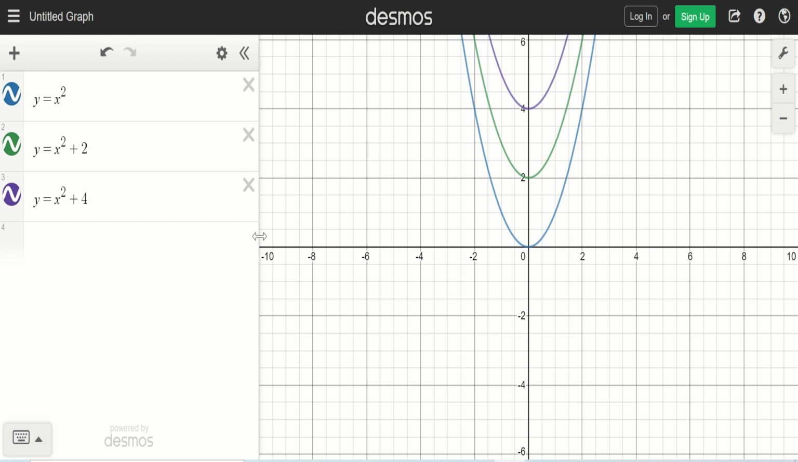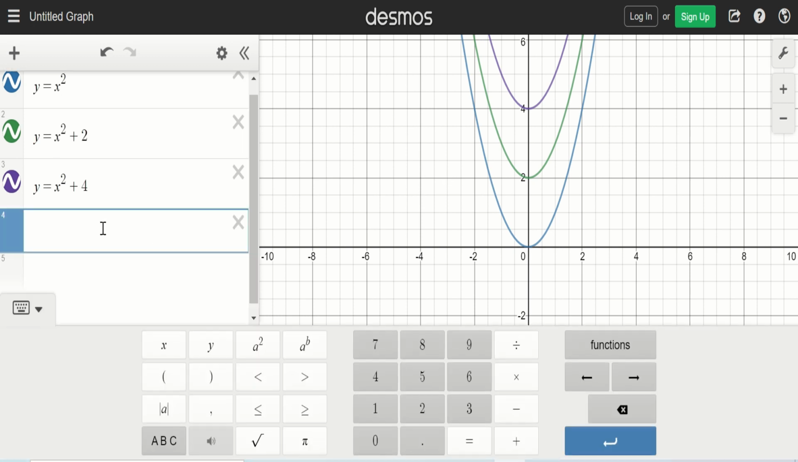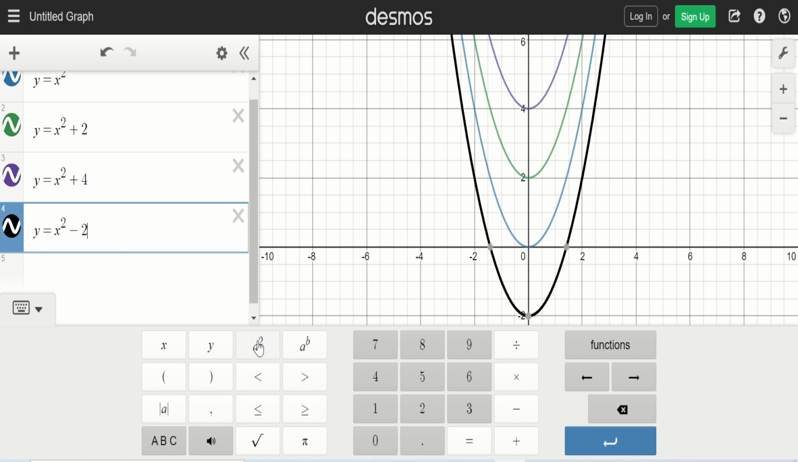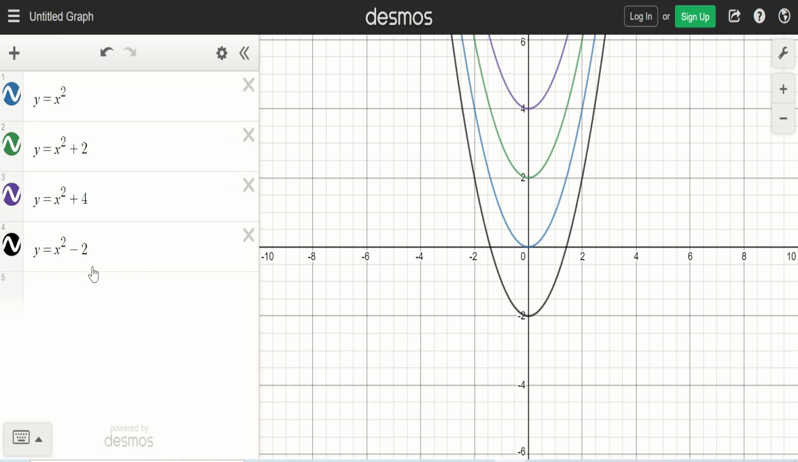What if our k is negative? So we have y is equal to x squared minus 2, in which the value of k is equal to -2. So this is the graph of that function. So if you notice, the graph moves 2 units downward from our parent graph.